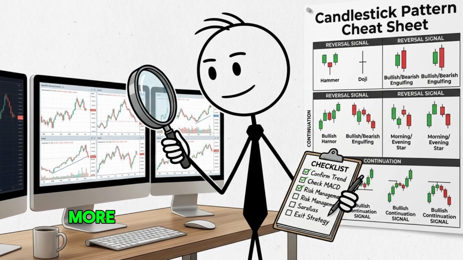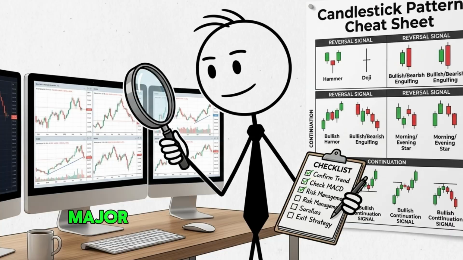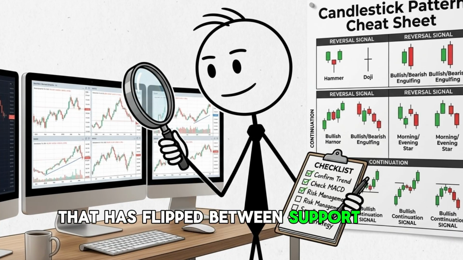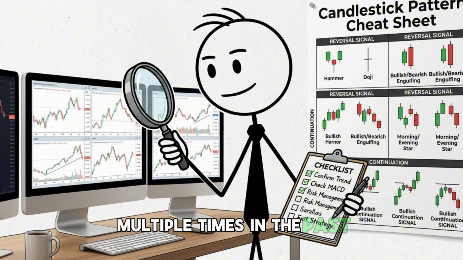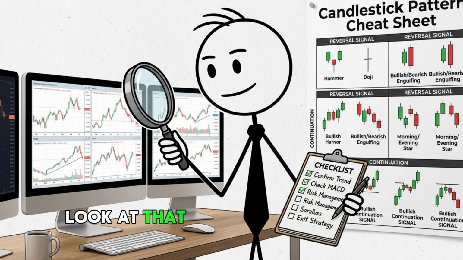Let's look at one more on the Euro-Dollar 1-hour chart. We map out a prominent major horizontal level of market structure that has flipped between support and resistance multiple times in the past. At the same time, we connect the swing lows to draw a clean ascending trend line. Look at that beautiful intersection point where our trend line and the horizontal support zone cross each other.